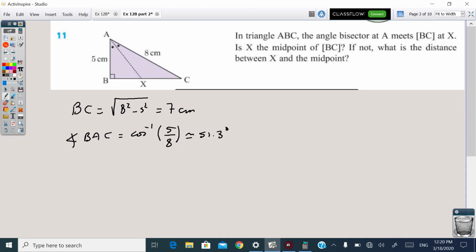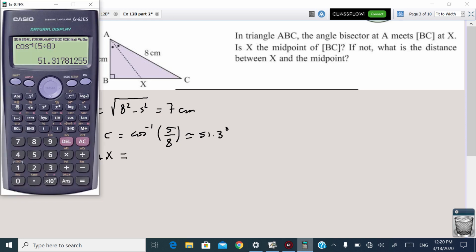So in this case, because BAC is bisected, let's consider BAX, which is half of the 51.3. Just to maintain accuracy, why not divide this by 2? Because there's no rounding, so we can say that it's 25.7. You see, I did not use the 51.3 to maintain accuracy, and this gives me 25.7 degrees.